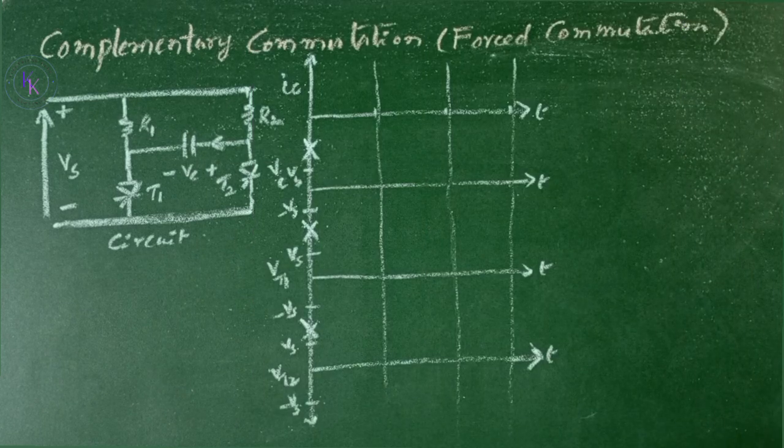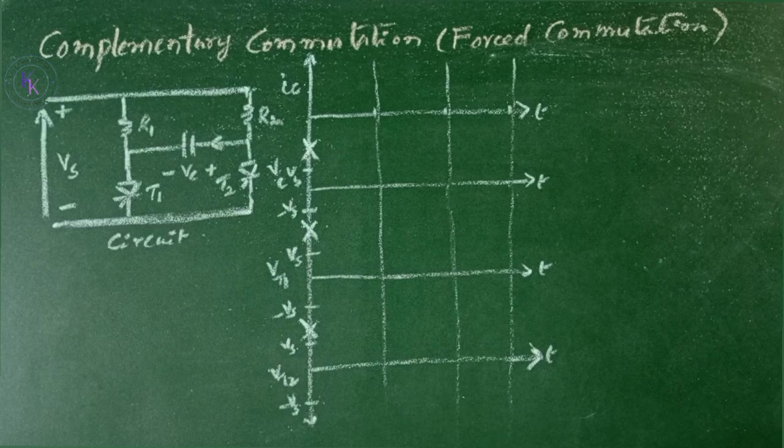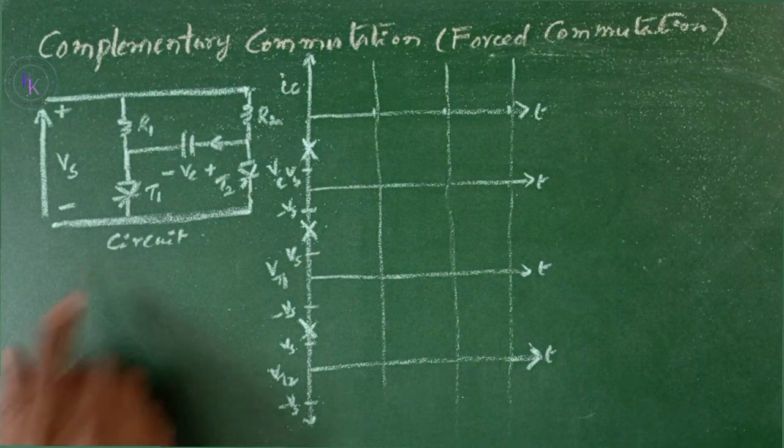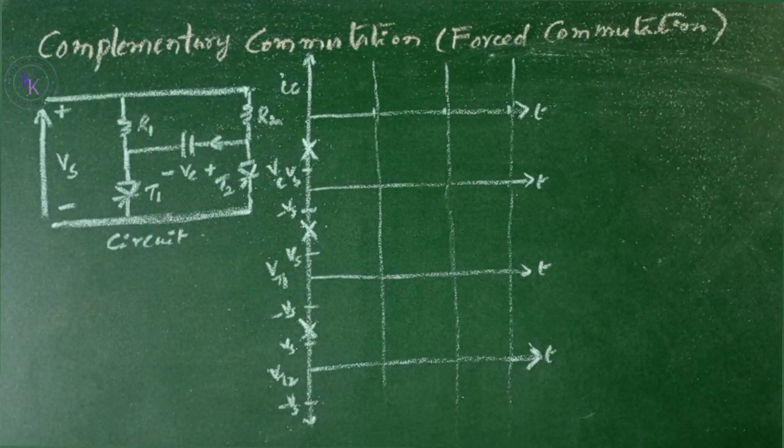Complementary commutation is a type of forced commutation. It is used to transfer the current between two loads. Such an arrangement is shown in this circuit. The firing of one thyristor commutates the other one.